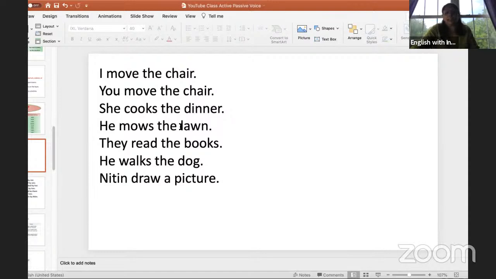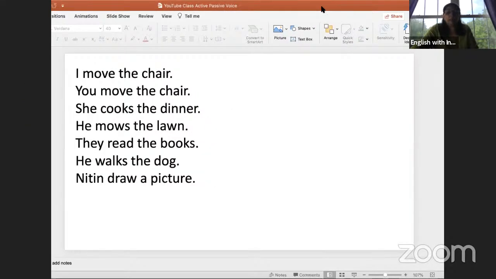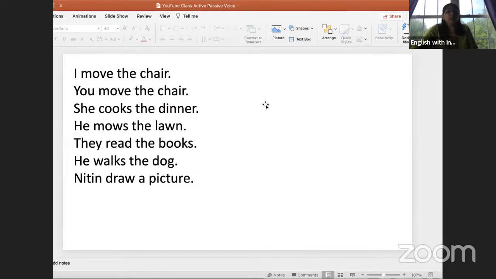We don't say grass. If you want to say grass, you can write that too, but it's the same meaning. They read the books. He walks the dog. Nitin draws a picture. So there are some examples here you are going to use. You can use any sentence and change it into the passive voice, because this one is in active voice. Okay, so let's see how many of you are going to contribute.